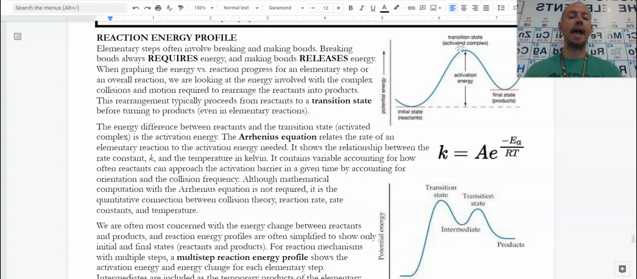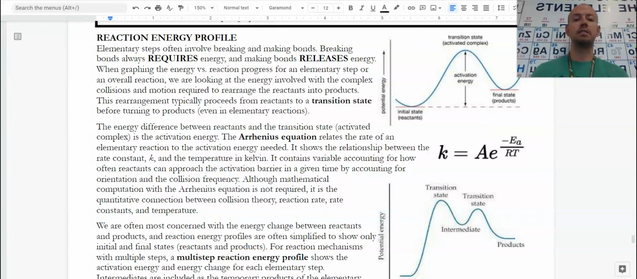So we might have one or more than one activated complex in an overall reaction, but for each bond breaking event or each elementary step, we have a transition state. That energy difference between where we start and where we go at the peak is called the activation energy. To see that, to hear that, and to use that term a lot is important, because that's a vocabulary term we want to include in our explanations.